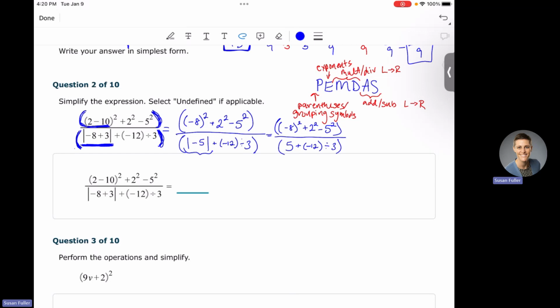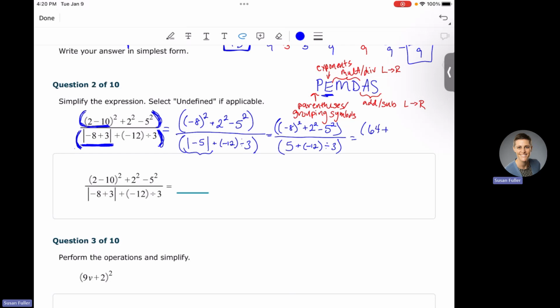Okay, so we have done parentheses and grouping symbols on the top and the bottom. So we are good there. Now on the top and the bottom, we need to do exponents. So we'll evaluate any exponents that we have. And up on top, we've got a bunch of them. So negative 8 squared, that means negative 8 times itself. Negative 8 times negative 8 gives us a positive 64.